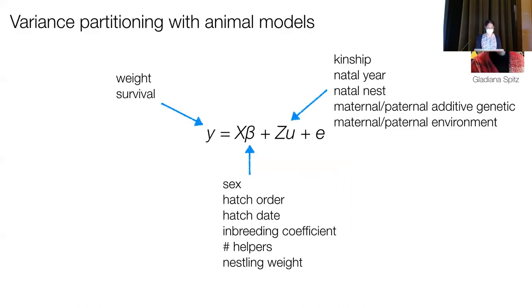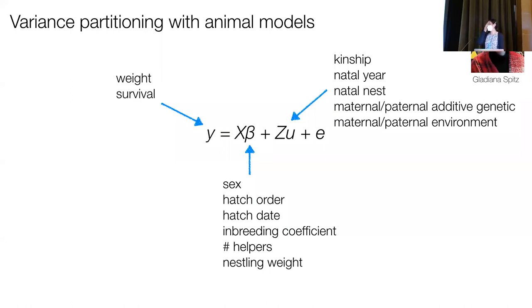All right. So with variance partitioning, here we're fitting animal models in ASReml-R, using just the pedigree to improve our sample size. We have data for about 3,000 offspring from 1990 to about 2020, and we're looking at offspring weight and survival. We use the same fixed effects for every trait: individual sex, hatch order, hatch date, inbreeding coefficient, and the number of helpers at the nest. For the survival models, we also include nestling weight.